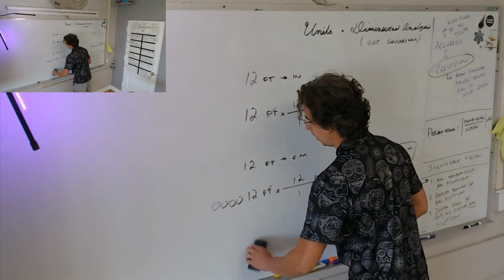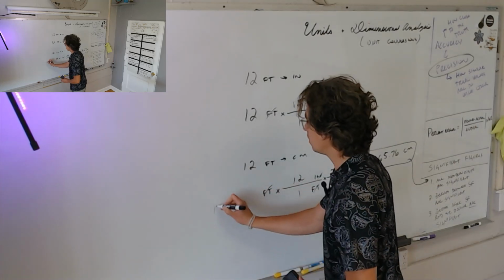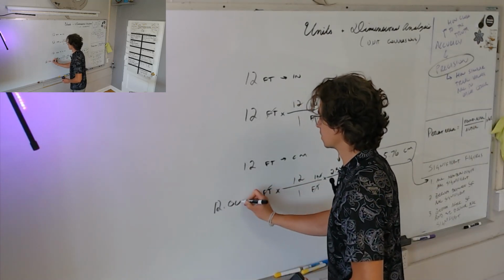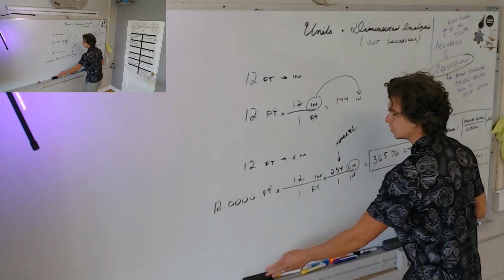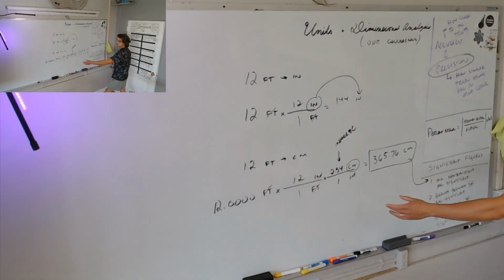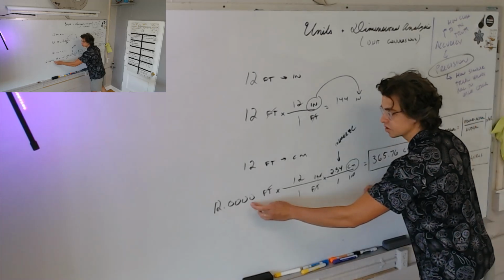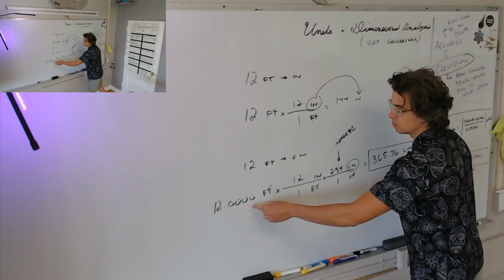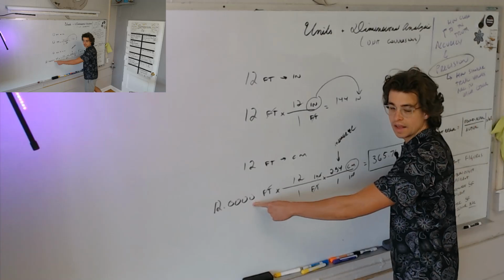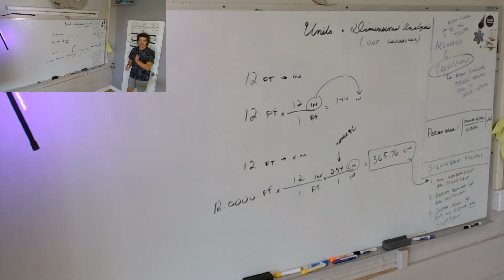But what if it was 12.0000? Do you see how that's different? This shows us, kind of like what we did on our measurement lab, that I measured clear to the 10,000th of a foot and found that it was exactly 12 feet. So that's why those zeros are significant.